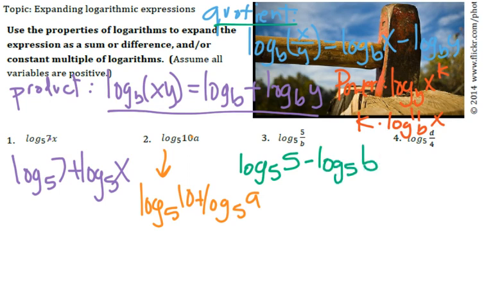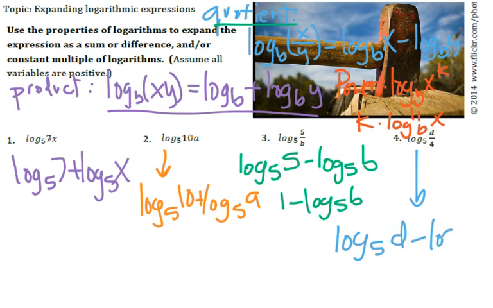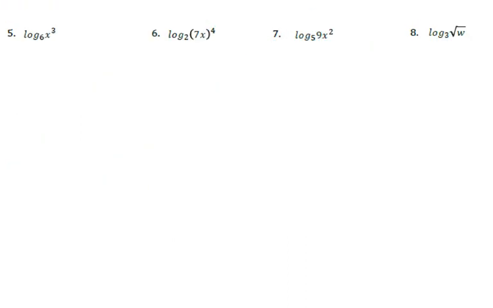We should remember that one of the rules we've discovered was that when those are the same, that's equal to 1. So really I could change that to 1 minus log base 5 of b if I really wanted to. But that's really not what we're checking right now. Number 4, same idea. So log base 5 of d minus log base 5 of 4. So that's all we're doing is expanding them, simplifying, in other words, as best we can.